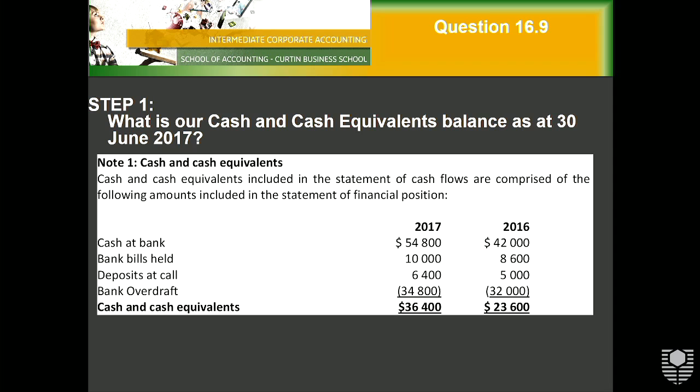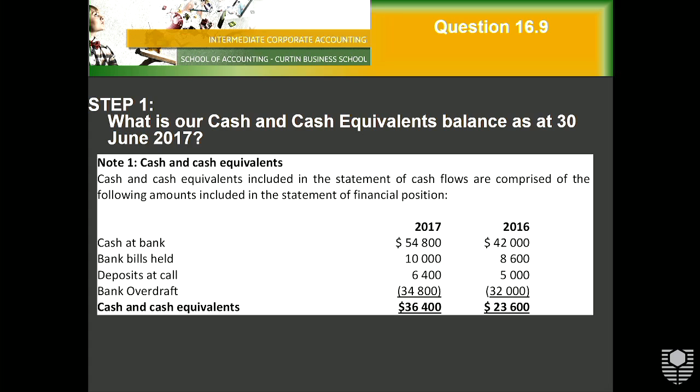Item B, equipment which cost 42,200 and had a carrying amount of 20,000 was sold for cash, but it doesn't tell you how much. All right, let's go to our profit and loss. We've got a loss there on the sale of equipment, haven't we, of 1,600. If it had a carrying amount of 20,000 and we made a loss of 1,600, how much cash did we get?